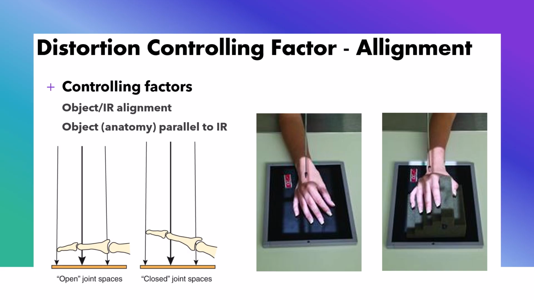How does distortion look on an actual image? Well, here this finger is parallel with the image receptor. Here, it is not parallel with the image receptor. So the joint space is looking like this. This is where your hand is not parallel. You've got the fingers bent. Here, the fingers are straight out. So each finger, while it's got some OID, is still parallel to the receptor.